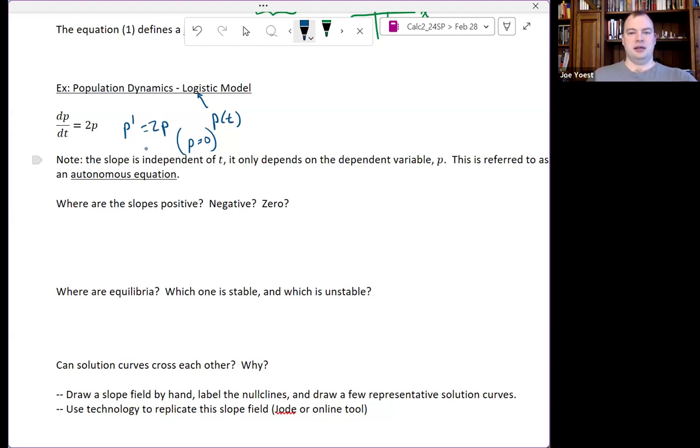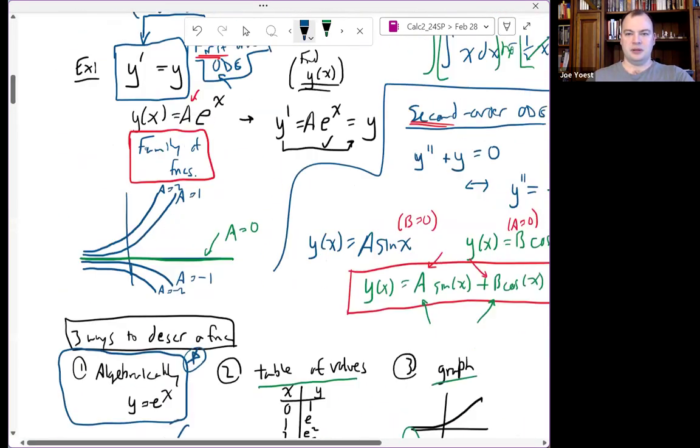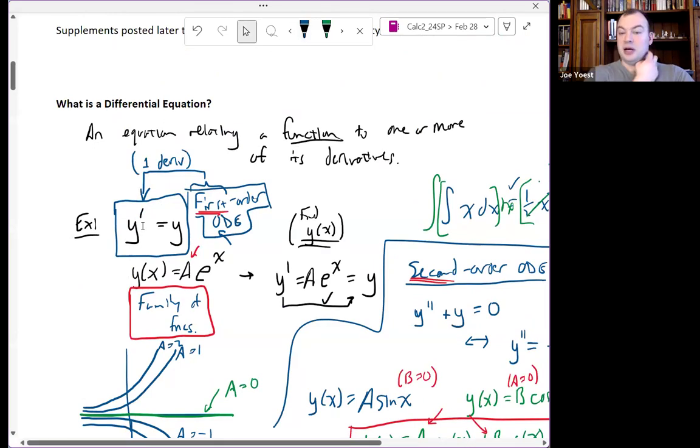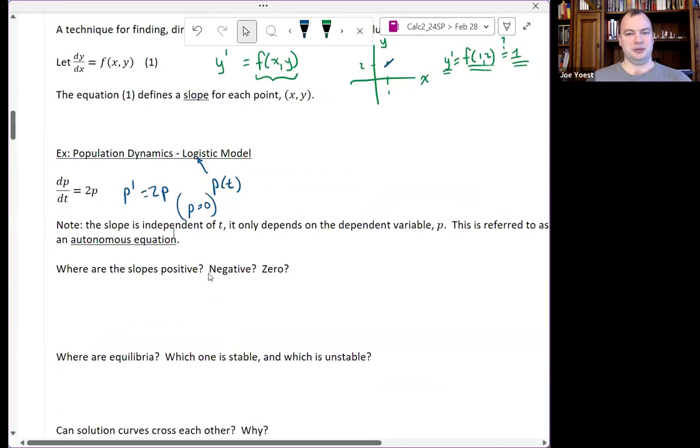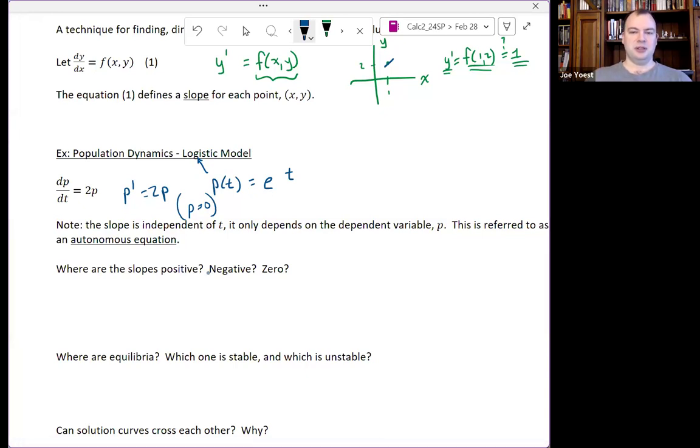And we can see that this looks very much like the y prime equals y example up here. It's going to have an exponential as a solution. So we'd get something like p of t equals maybe e to the t, but I see that I want the derivative to be twice the original function. I need a power of 2 up there as well. E to the 2t, when I differentiate that, the chain rule pops out a factor of 2, and I get p prime as 2 e to the 2t, which is 2 times p.